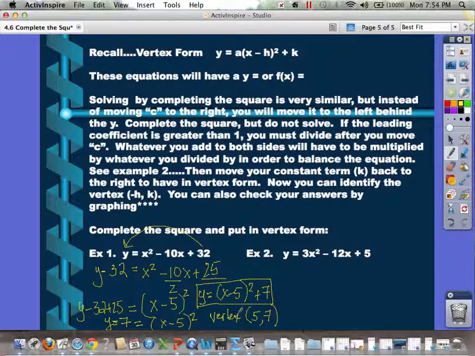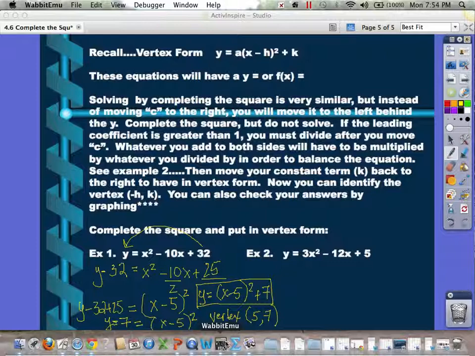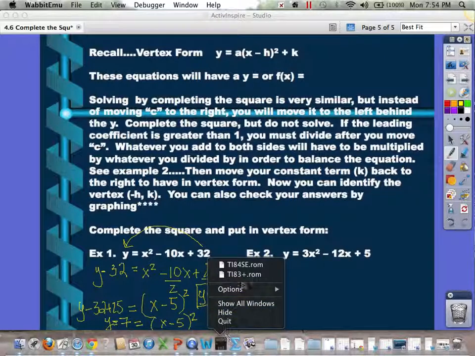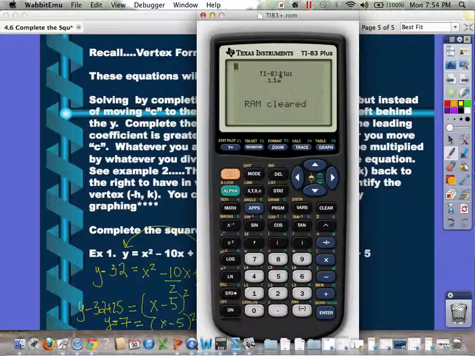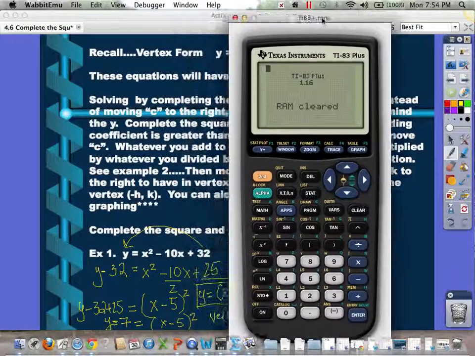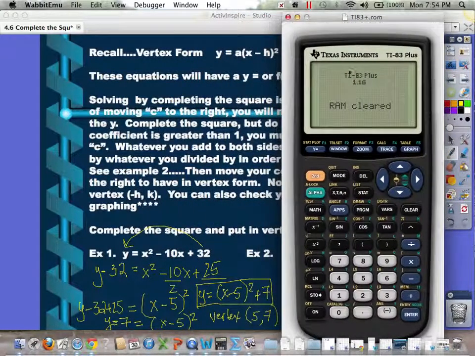Now, let me show you how to double check this on your calculator, because I think these can get confusing, and you're trying to do all your other work, it could be really confusing. Alright, so say I want to check to make sure I did my work right, okay? I'm going to go to y equals, and I'm going to type in the original equation, so that's going to be x squared minus 10x plus 32.